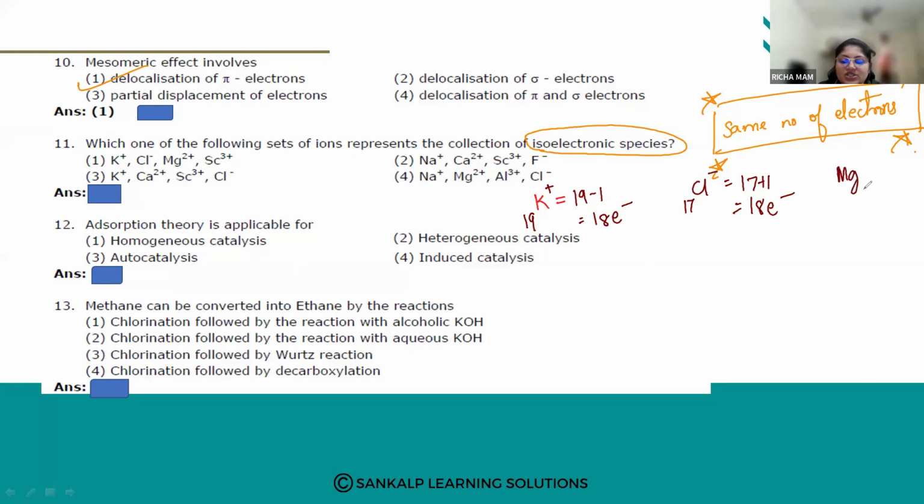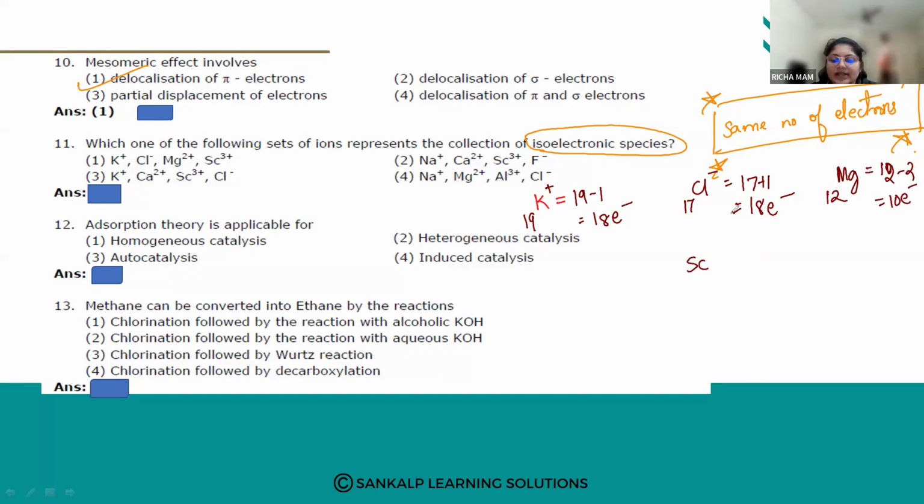What is Mg, students? Mg is 12. They have written plus 2, so 12 minus 2 will be 10 electrons. It will be 10 electrons.